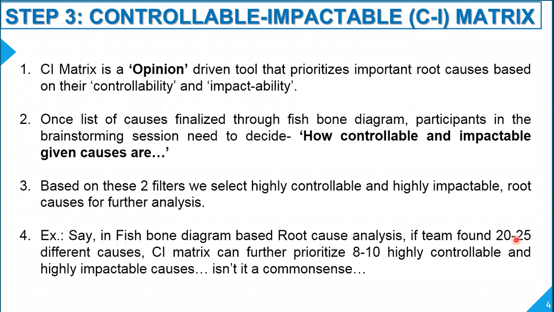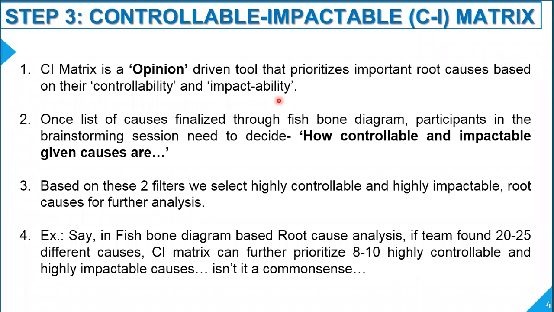Let's understand it together. CI matrix is an opinion driven tool that prioritizes important root causes based on their controllability and impactability. So we have not yet entered into statistical validation or statistical analysis. This is still an opinion-based causal prioritization.